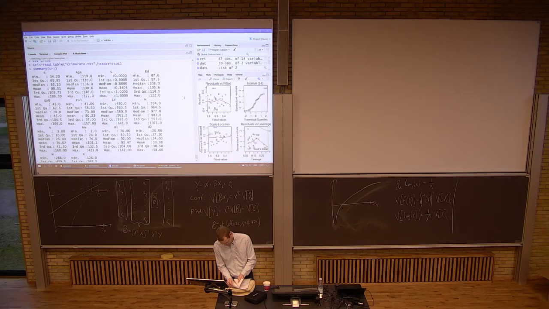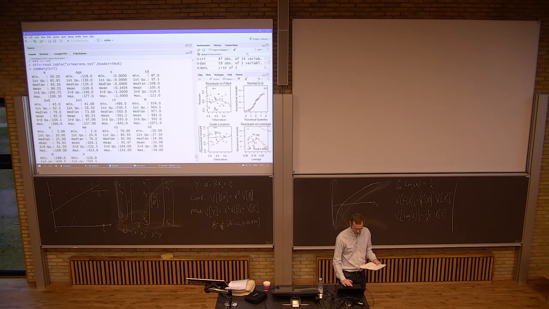So the first one, R here, that's the crime rate as in number of offenses reported to police per 1 million population. And then the H, the second one here, is the number of males of age 14 to 24 per 1,000 population.